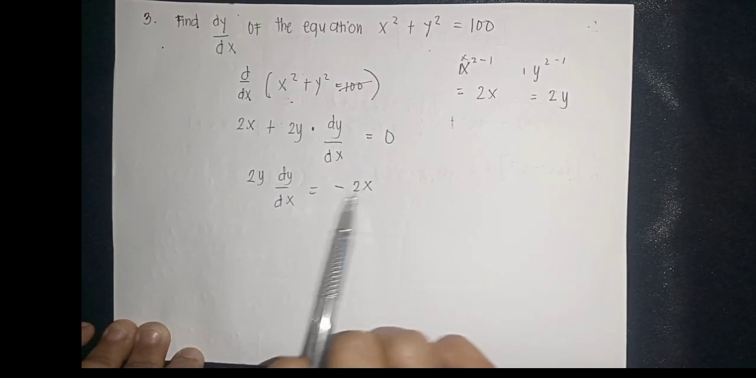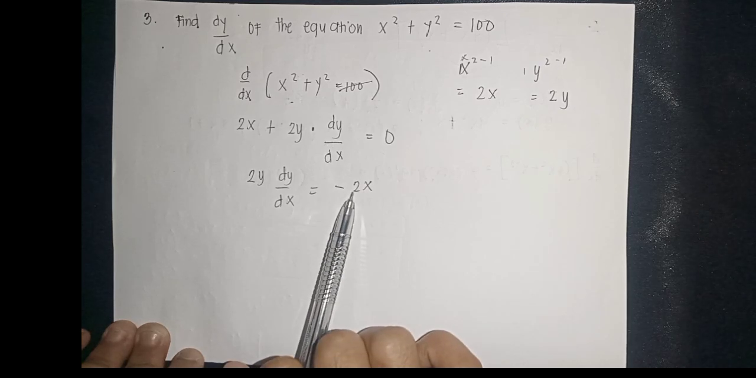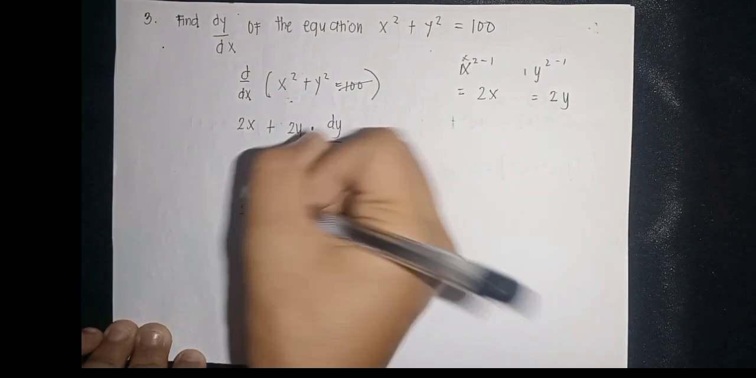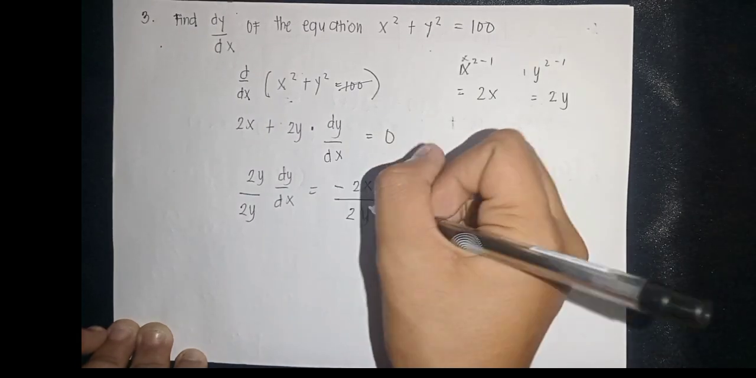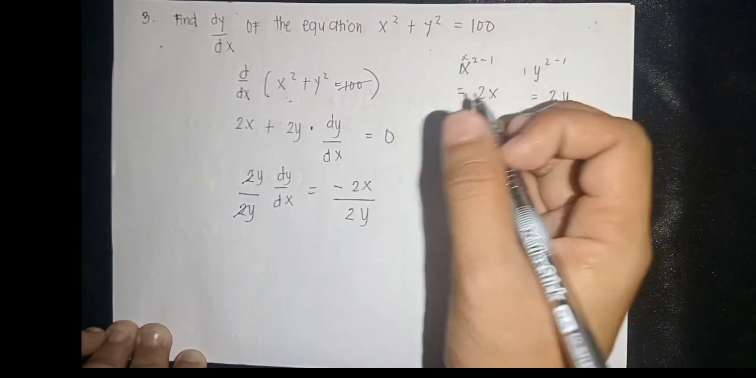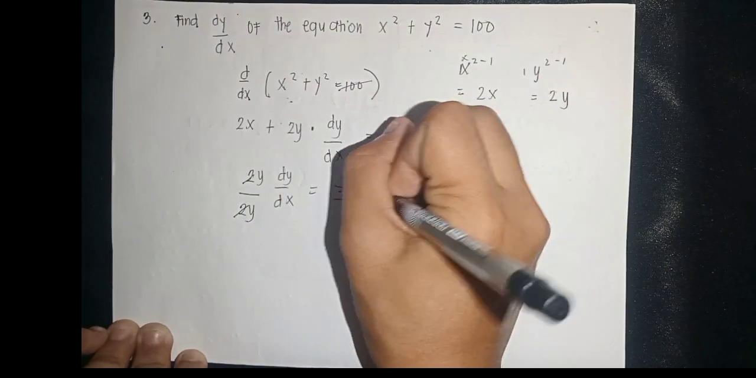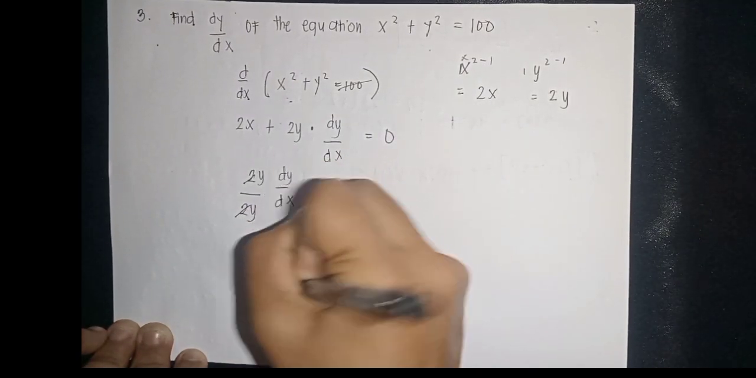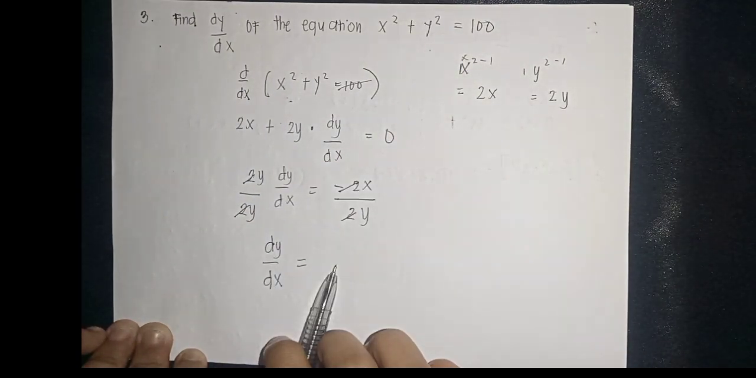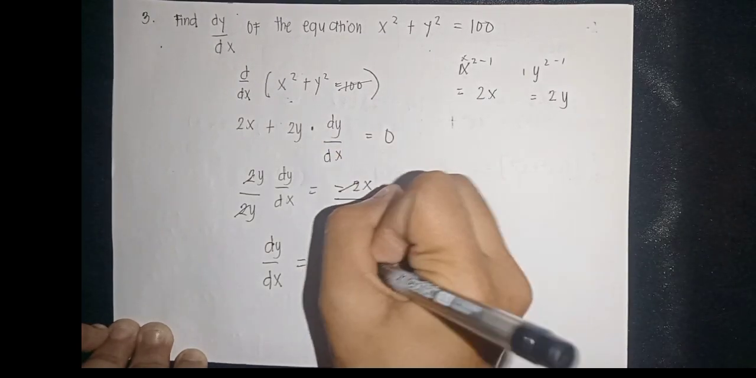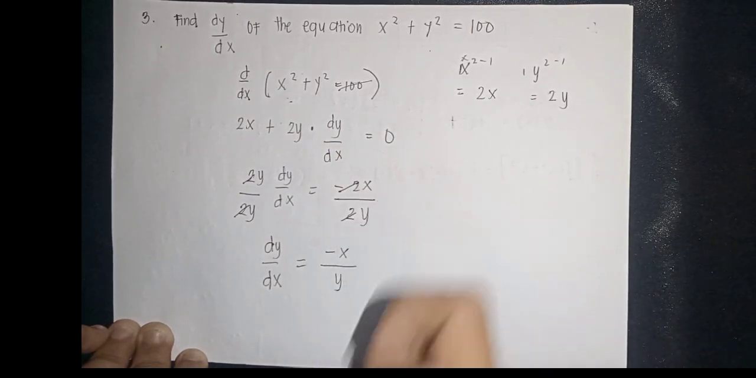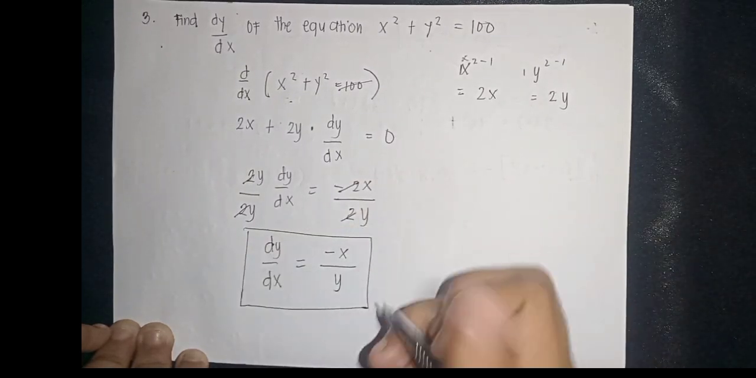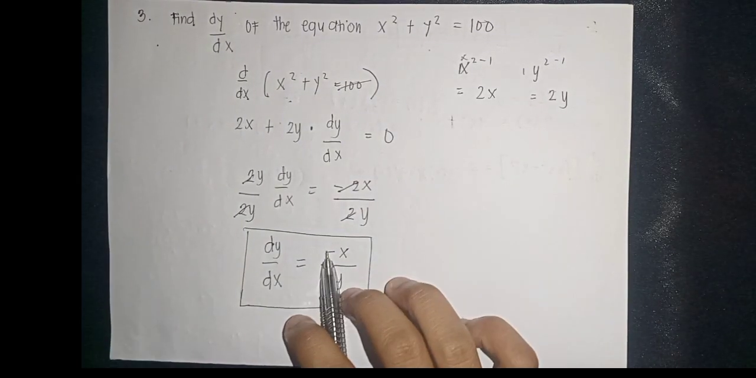So now we notice that it is negative 2x because we put it on the right side after the equal sign. So let's divide it by 2y. So cancel the 2's. So the derivative of y with respect to x is equal to negative x over y. So that's our final answer for today.